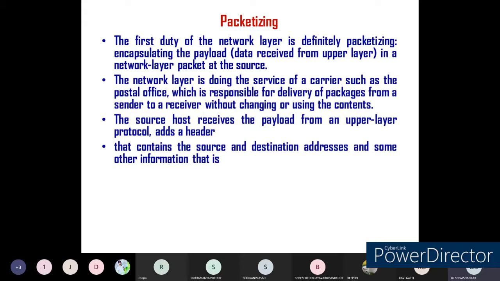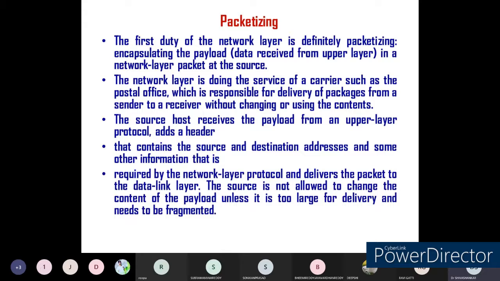As I told you, packet contents are both source and destination address with information required by the network layer protocol, and it delivers the packet to the data link layer. The source is not allowed to change the content of the payload unless it is too large for delivery and needs to be fragmented. For example, assume that the packet size is 32-bit. If the information content is also 32-bit, then the source will not need to change that format. Only 32-bit information is enough.